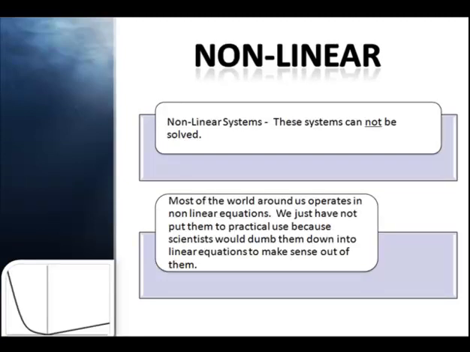Then you have nonlinear. Nonlinear systems cannot be solved. Most of the world around us operates on nonlinear equations. We just do not put them in practical use because scientists would dumb them down into linear equations to make more sense of them. An example of that is, the force of a car moving on the ground can be measured by mass times acceleration. But a nonlinear equation would take into account friction. This changes the whole rule system and makes it difficult to predict what will happen. Remember, you cannot predict a nonlinear system that is aperiodic.